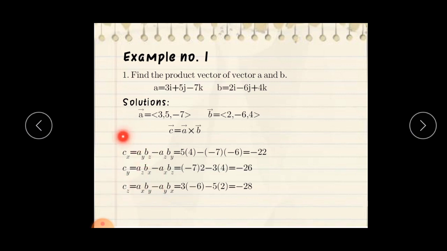So now we have the values of C sub x, C sub y, and C sub z. The vector C is equal to negative 22, negative 26, and negative 28, or negative 22i, negative 26j, minus 28k. So that is the answer to our example number 1.